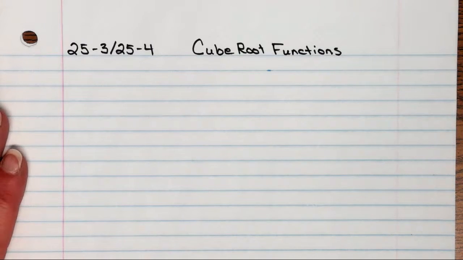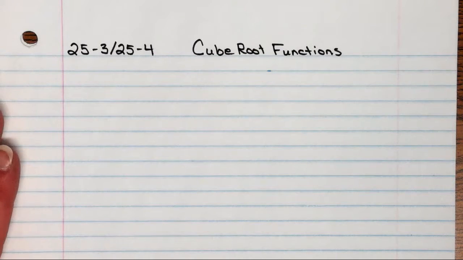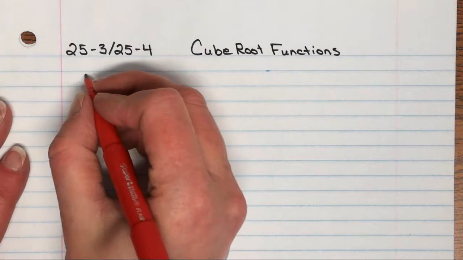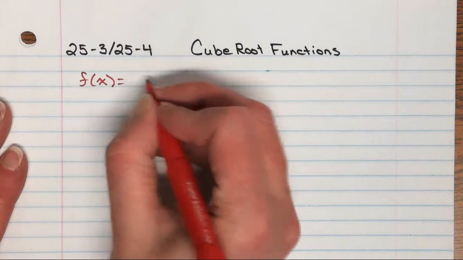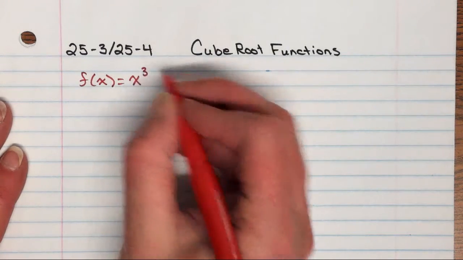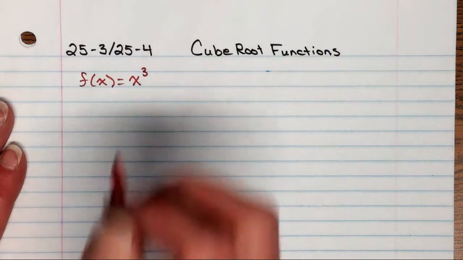Last time we looked at square root functions, and today we're going to look at cube root functions. But before we go into cube root functions, let's start with cubics, just to refresh our memory. So let me look at x cubed. So f of x equals x cubed will be our parent function for cubics.